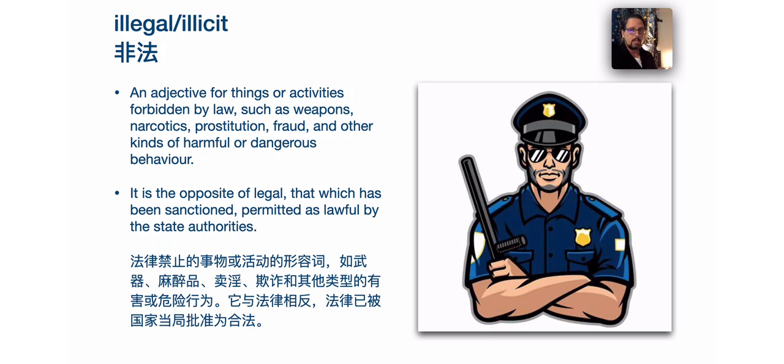All right, the next word, illegal or illicit. Illegal is an adjective for things or activities forbidden by law, such as weapons, narcotics, prostitution, fraud, and other kinds of harmful or dangerous behavior. It is the opposite of legal, that which has been sanctioned or permitted as lawful by state authorities.